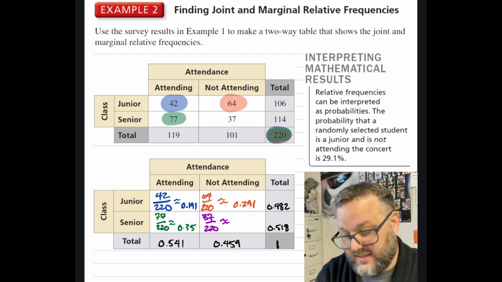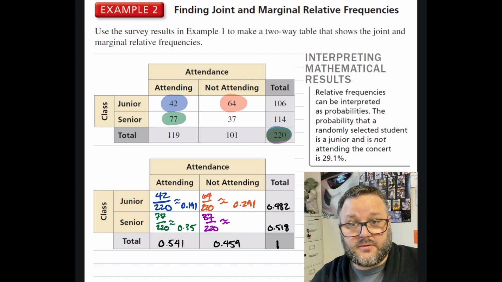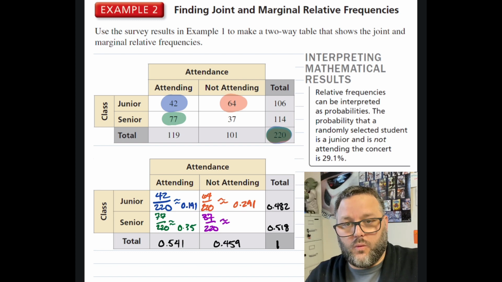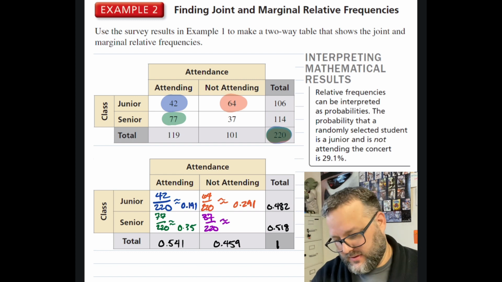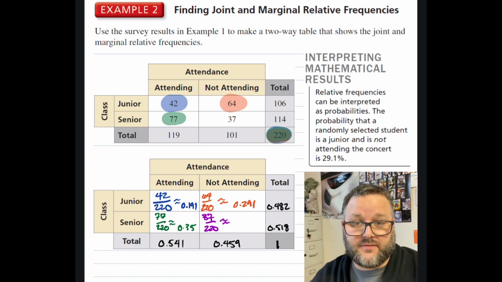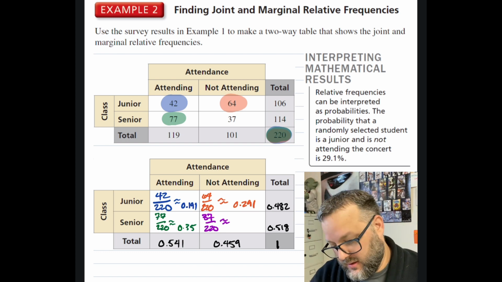So the frequency, again, comes from experimental. It's how often did something happen? How frequent was it is a way to think of the frequency. This means that 35% of the time they were responding, seniors responded that they were attending.